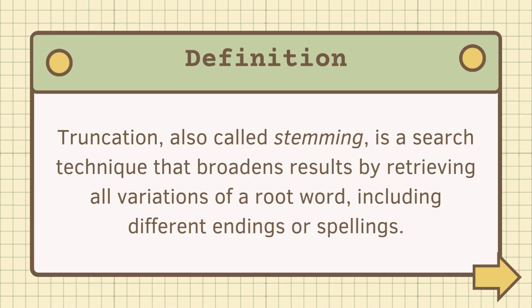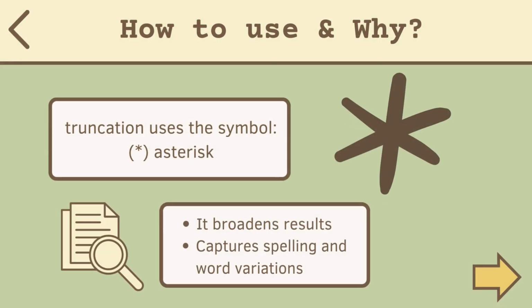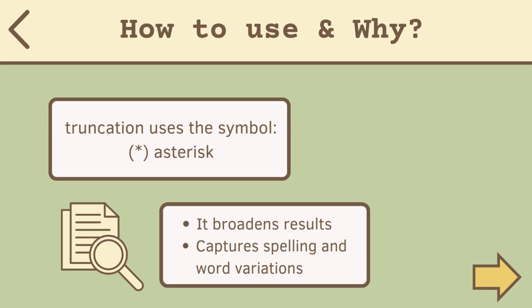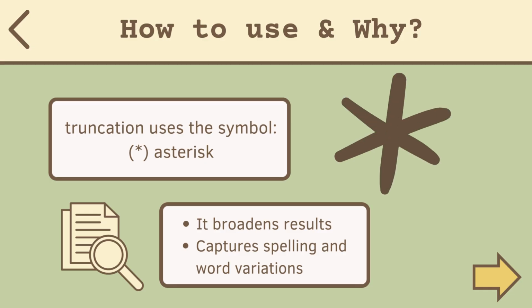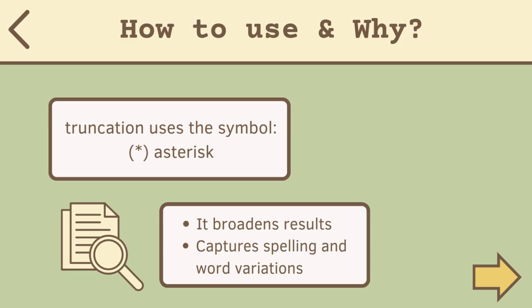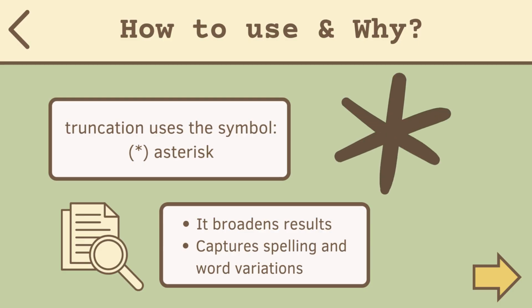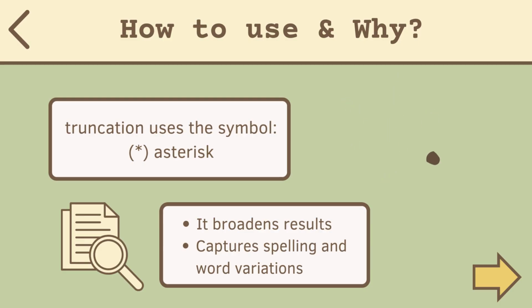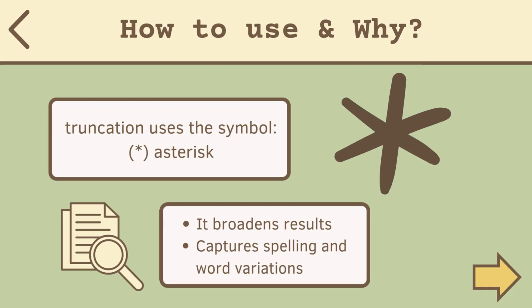Definition. Truncation, sometimes called stemming, is a search technique that retrieves all variations of a root word, and it allows you to perform one search efficiently and quickly. How to use and why. The symbol that most databases use for truncation is the asterisk, which tells the system to look for any ending that comes after that root word, thus broadening your results.